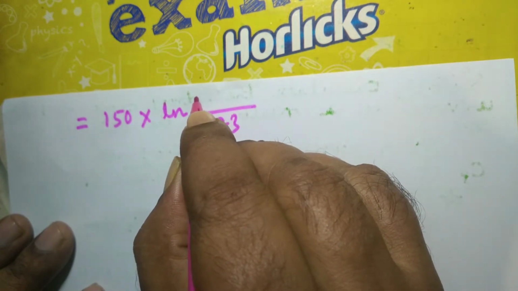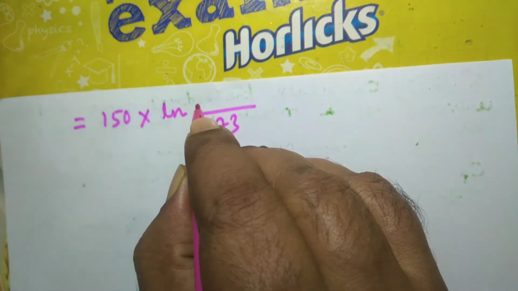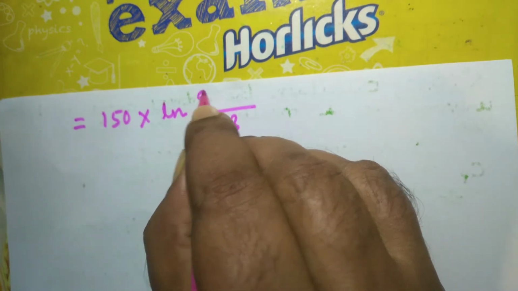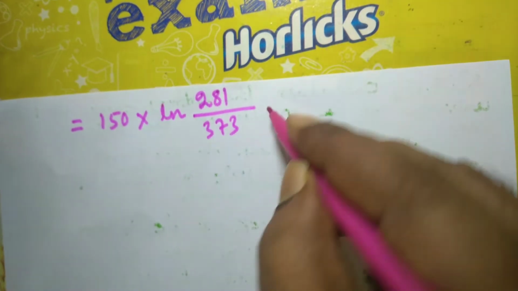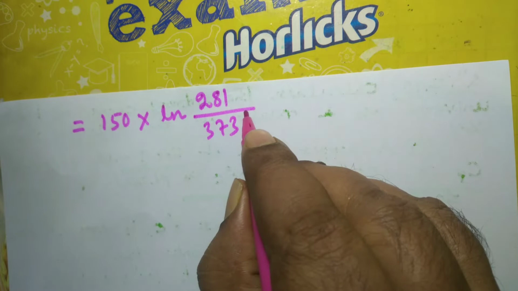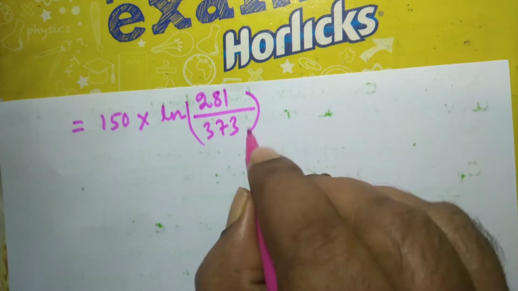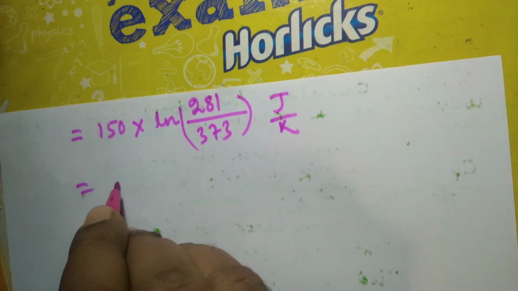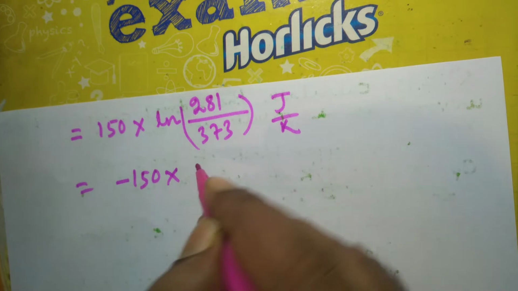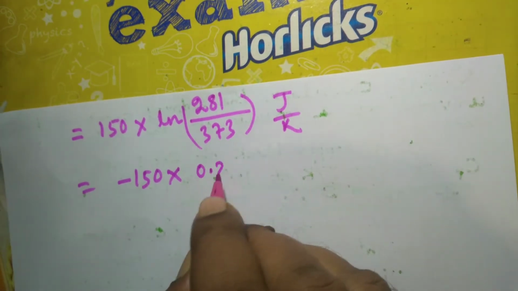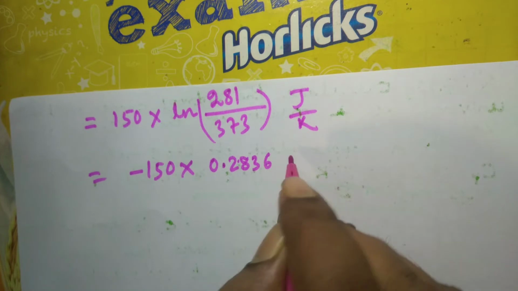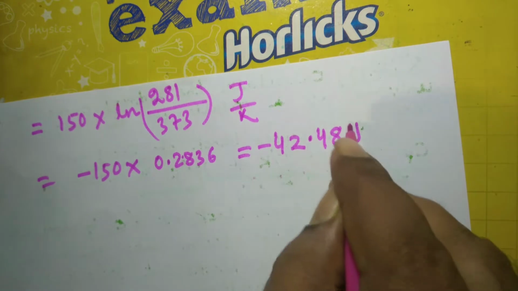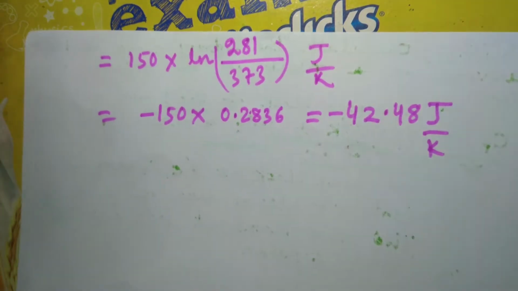And the final equilibrium temperature of the copper block is 8 degrees Celsius. That is the temperature of the lake, 8 degrees Celsius, and in terms of Kelvin, that will be 273 plus 8, which is equal to 281. So this much joule per Kelvin. This is going to be negative because the entropy is decreasing here. This is equal to minus 42.48 joule per Kelvin, the entropy change of the copper block.